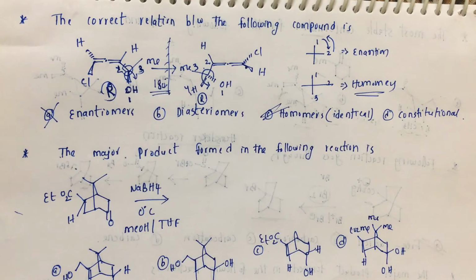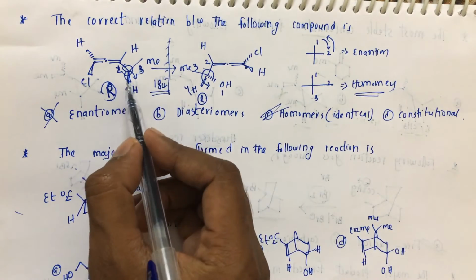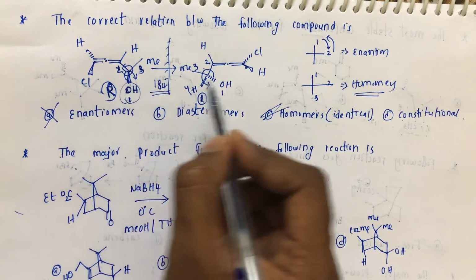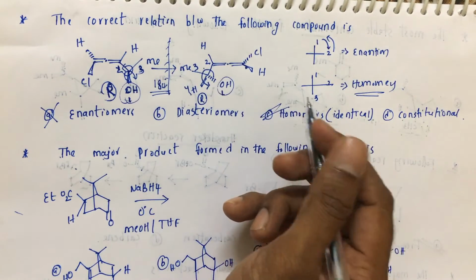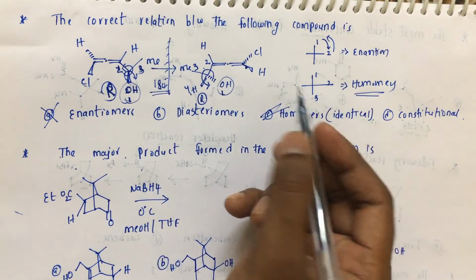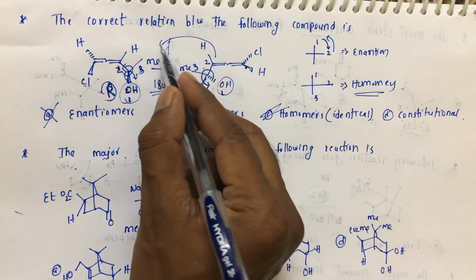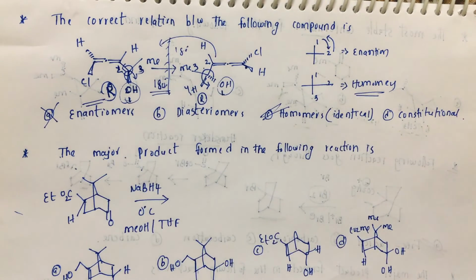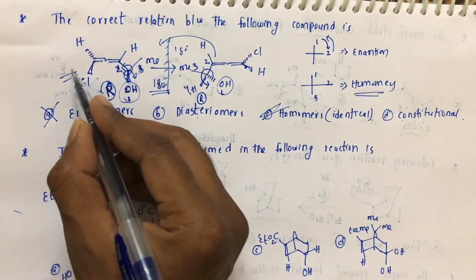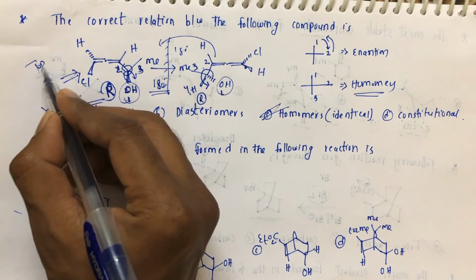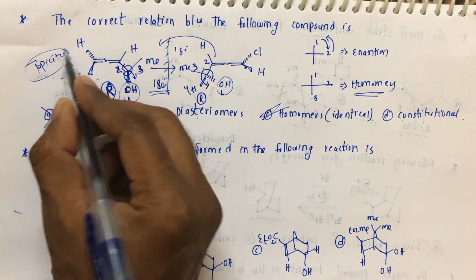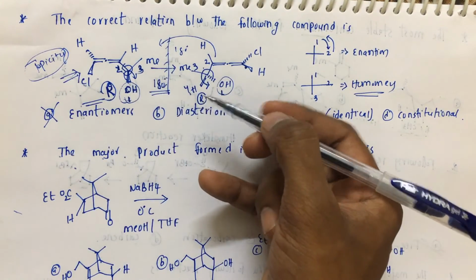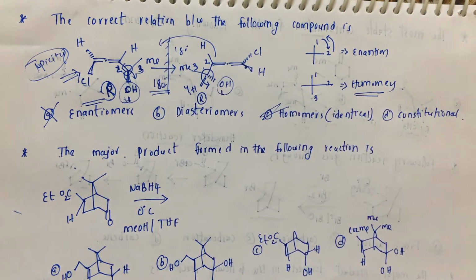You can follow this one only, because here our configuration is there and here also our configuration is there, so this can be homomers. And when we rotate this one by 180 degrees, we will get back to this compound. I am not explaining the detail because it's very simple, and I have made a video on topicity. Please watch that video so that you will not have any problem solving this question.